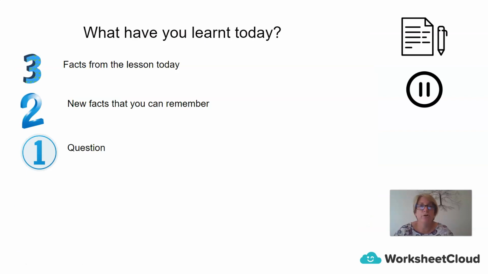So what have you learned today? To sum up this lesson, I would like you to do a 3-2-1 activity. So I want you to write down 3 facts from the lesson today, 2 new facts that you can remember from today's lesson, and 1 question that you have. So you can pause the screen and write down your summary of today's lesson using the 3-2-1 technique.